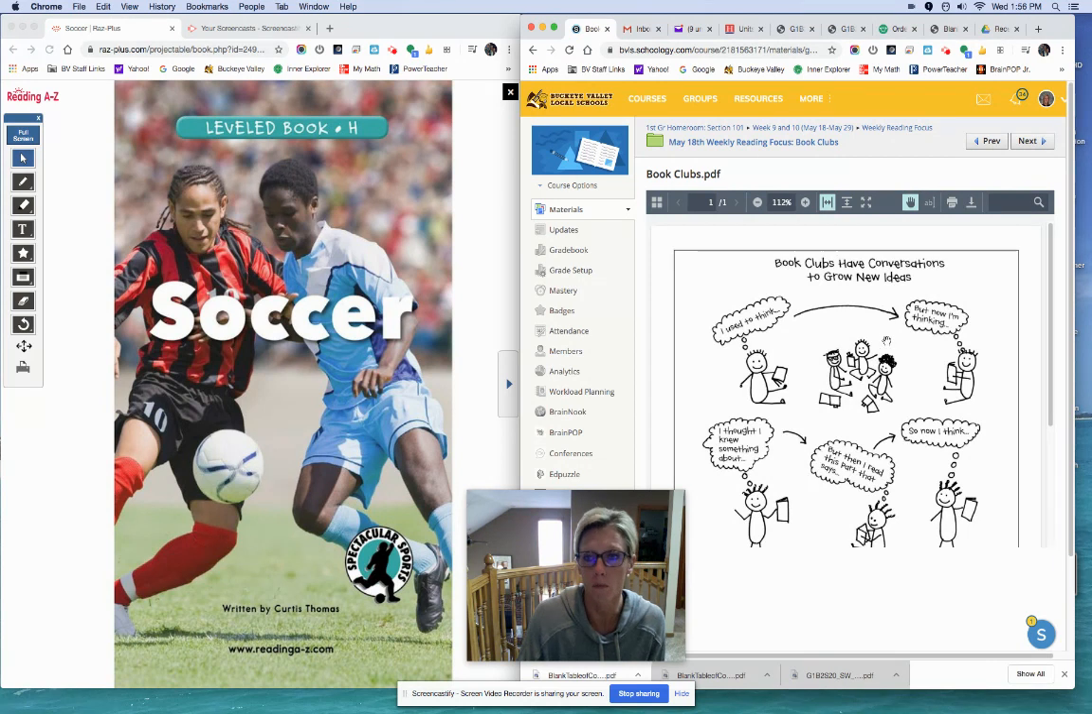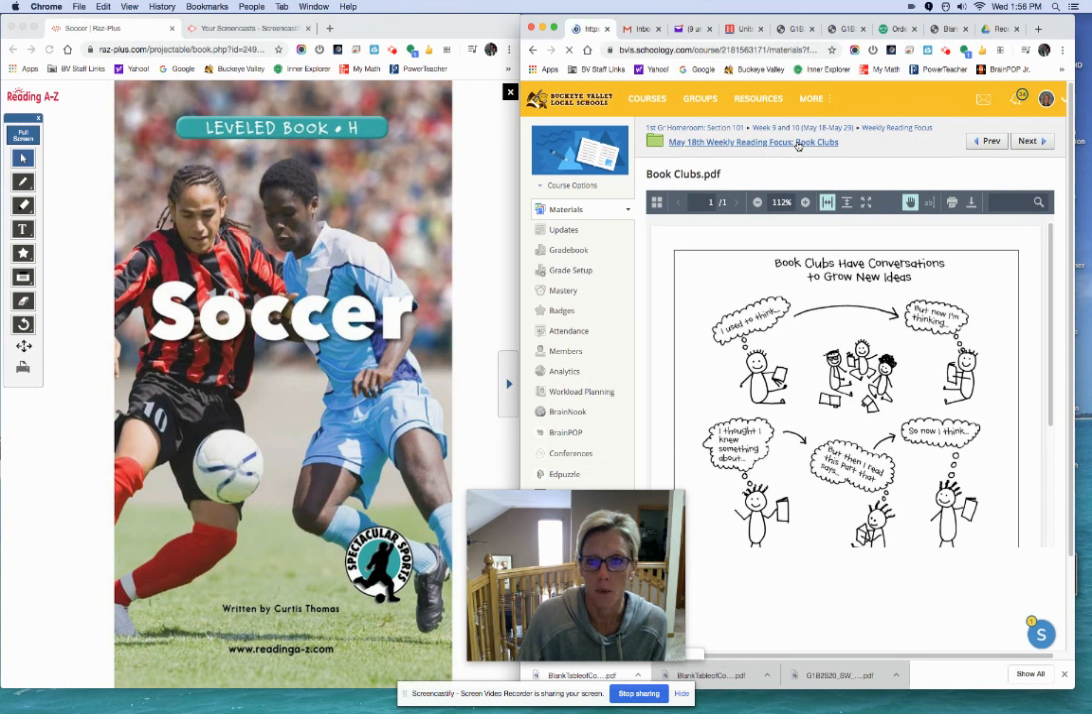All right. It says book clubs have conversations to grow new ideas. So when you have a book club, you're sharing what you're thinking, but then you might learn something new from somebody else if they read the same book. So it says, I used to think, but now I'm thinking. So now I think, but then I read this part that says, I thought I knew something about. So these are all different kinds of sentence starters, idea starters, to get you thinking and get the conversation going.